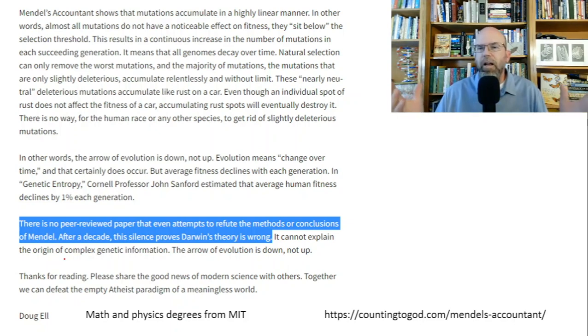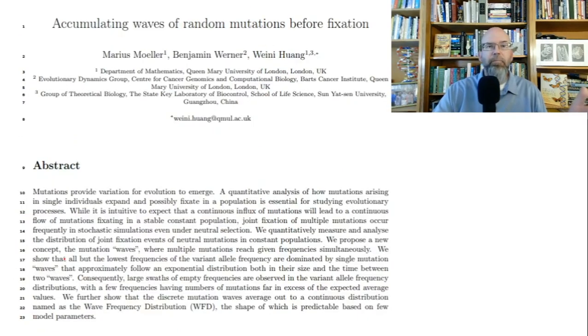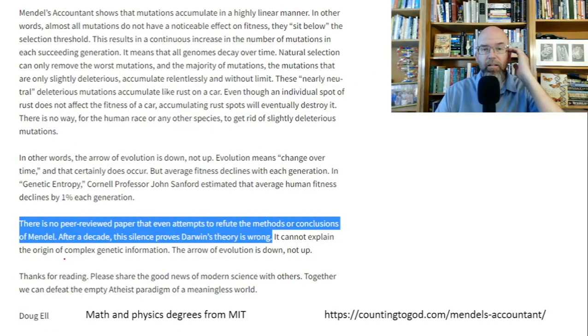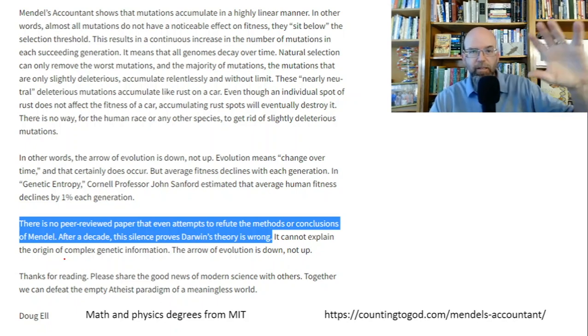And you're just like, wait a second, I thought people have published using Mendel's accountant. All right, there's 49 people that have cited Mendel's accountant. 49, right? There's 49 references to the paper that introduces the program.